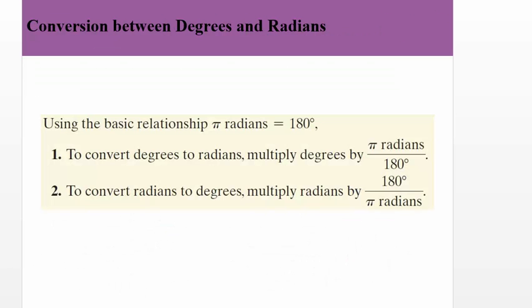All right, now there is a relationship between degrees and radians. So if you're better in one than the other, or vice versa, you can become really good in both. Now remember, using the basic relationship that pi radians equals 180 degrees, we talked about that earlier in the video. Here are some formulas to convert from degrees to radians. 1, multiply degrees by pi radians over 180 degrees. 2, to convert radians to degrees, multiply radians by 180 degrees over pi radians. And we're going to go ahead and take a look at examples of those here.